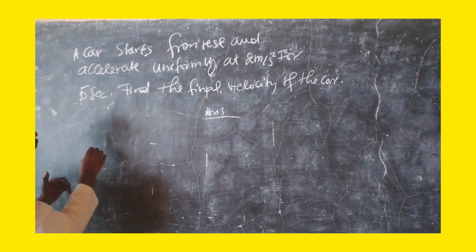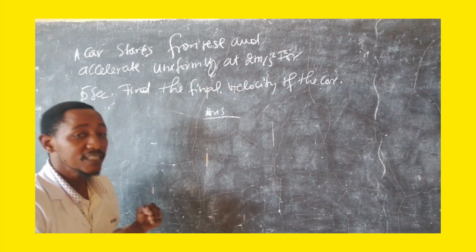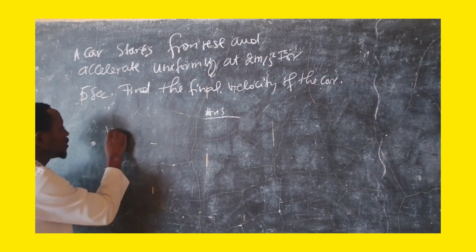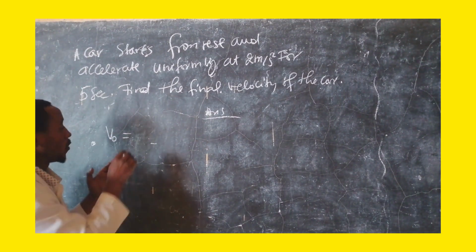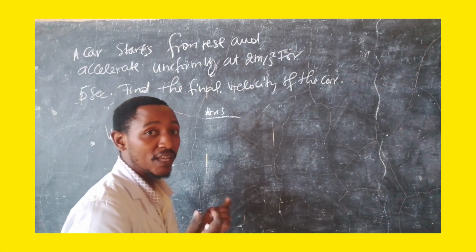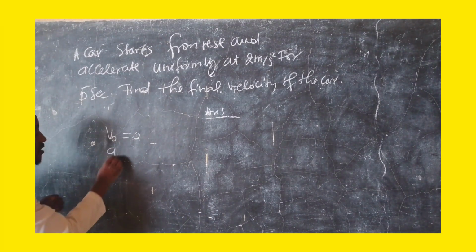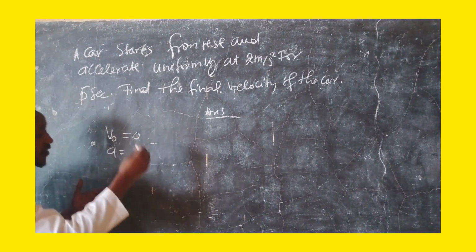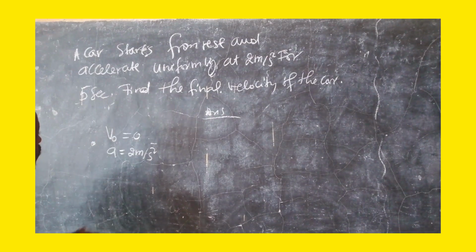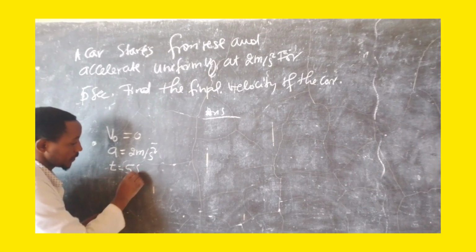It means that it moves from rest and accelerates uniformly. It means that the initial velocity is equal to 0 because it is at rest. So when the body is at rest, there is no movement. Also the acceleration is 2 meters per second squared. So we also have time, which is equal to 5 seconds.